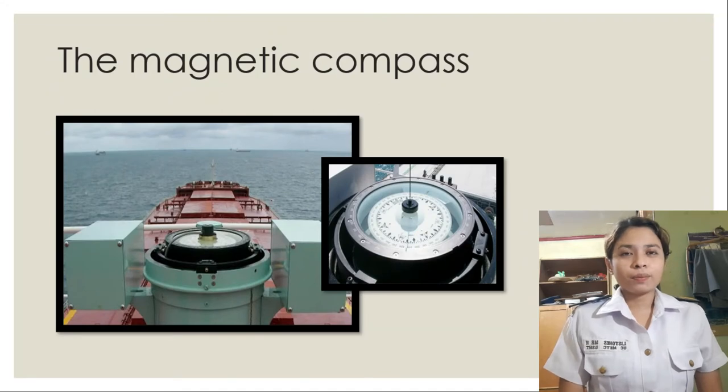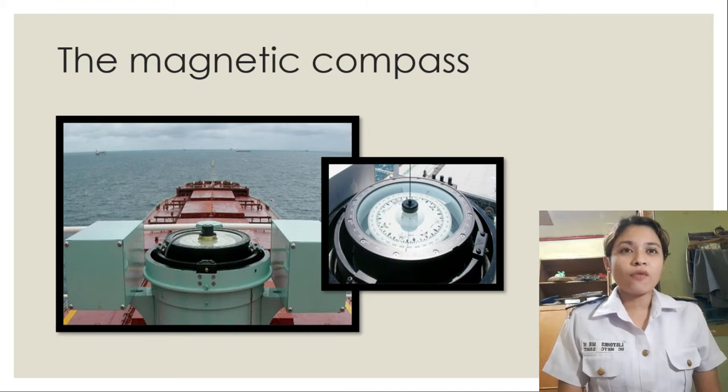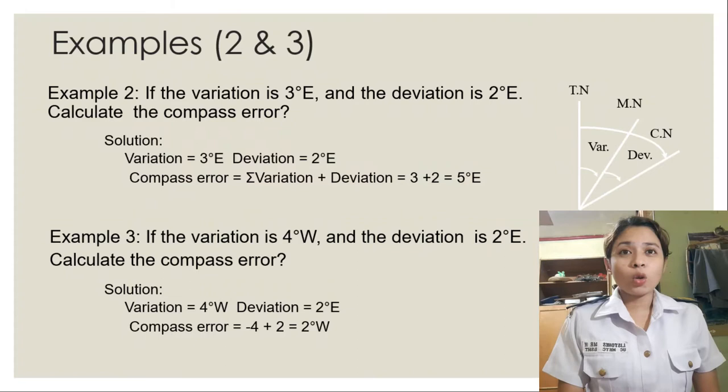Let's have a recap. The magnetic compass still retains its importance despite the invention of the gyro compass. The magnetic compass is less expensive, entirely self-contained, fairly simple, and not easily damaged. It is very important for us seafarers to know what a magnetic compass is and how to solve and get the variations, deviations, compass bearing, true bearing, and especially the compass error. To start off is solving for example number 2 and number 3.